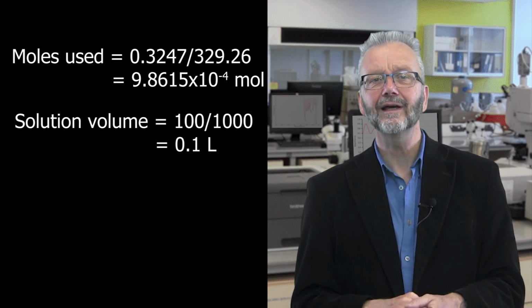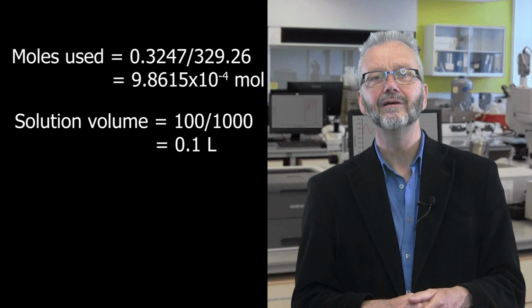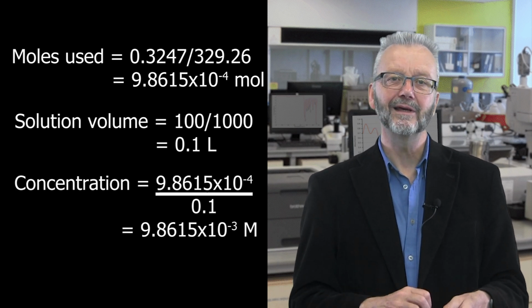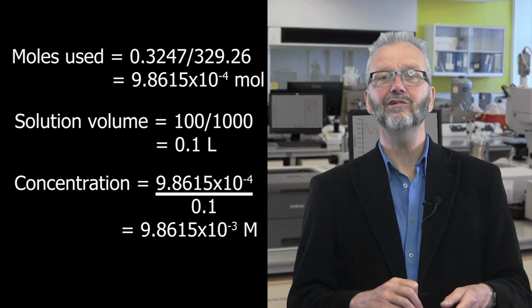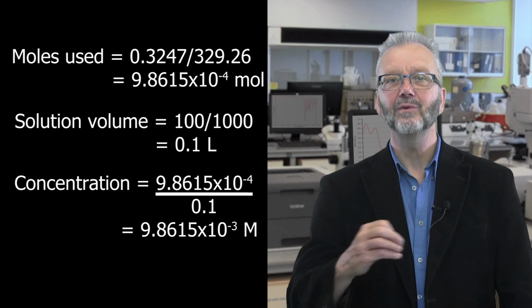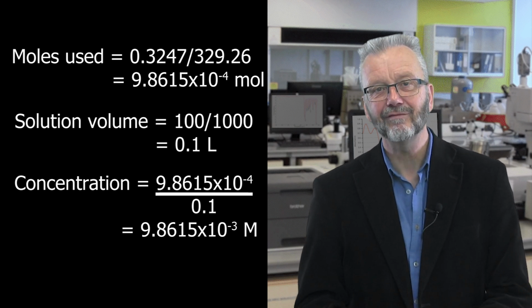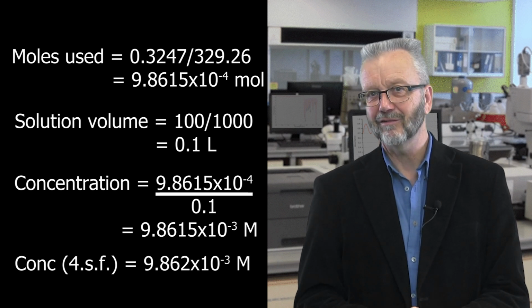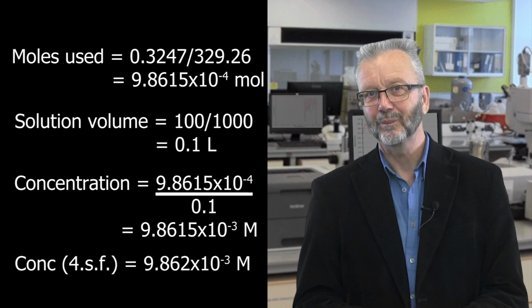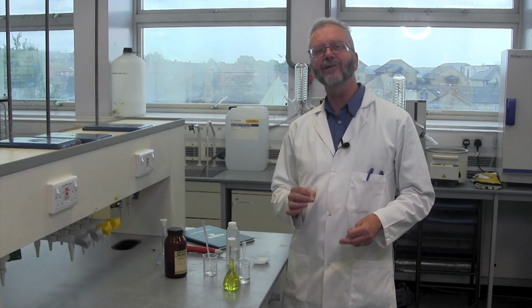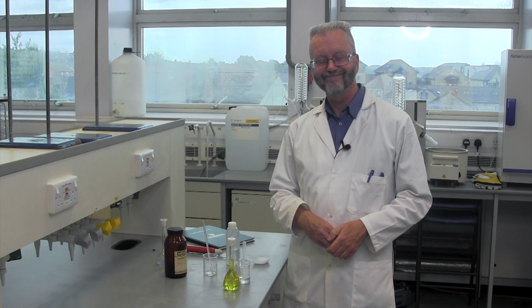Now we can calculate the concentration of the solution by dividing the number of moles by the volume in litres to yield a concentration in moles per litre. Since we know the mass to 4 significant figures, we can quote our concentration to 4 significant figures too. So now we have a solution of an accurately known concentration.